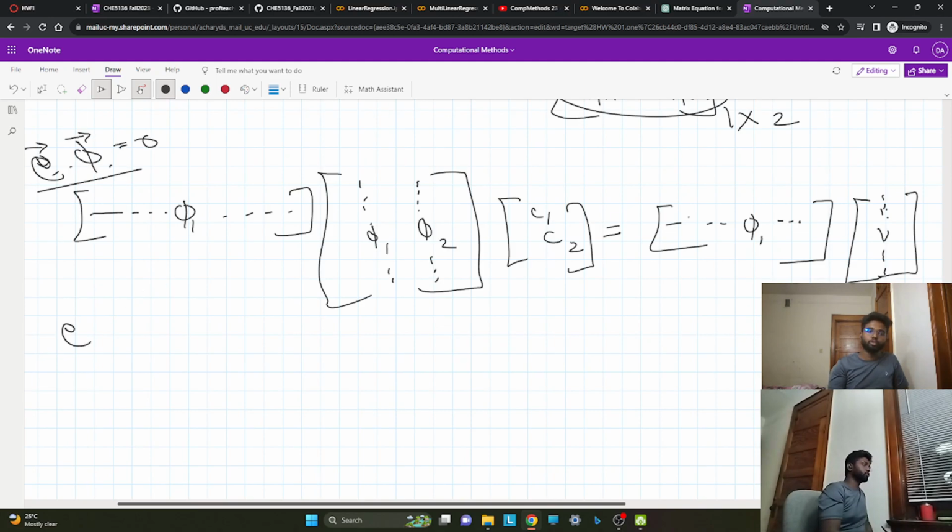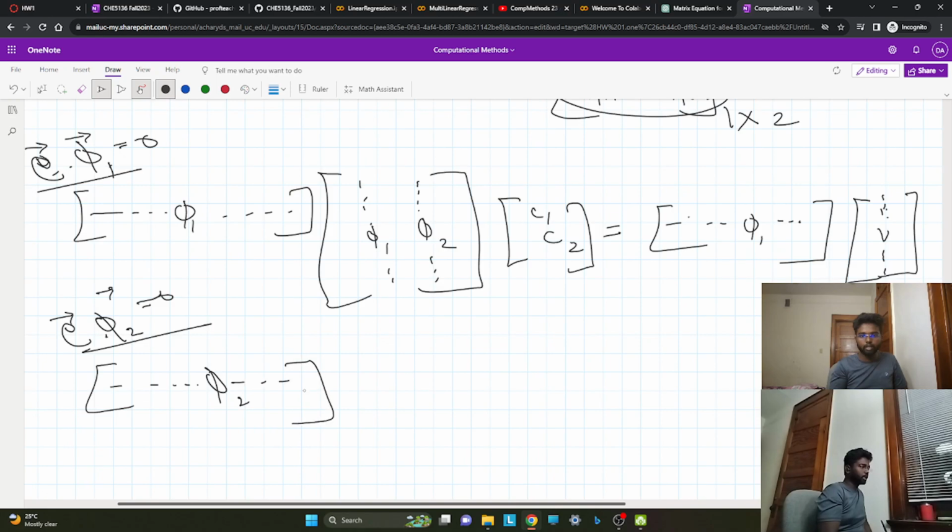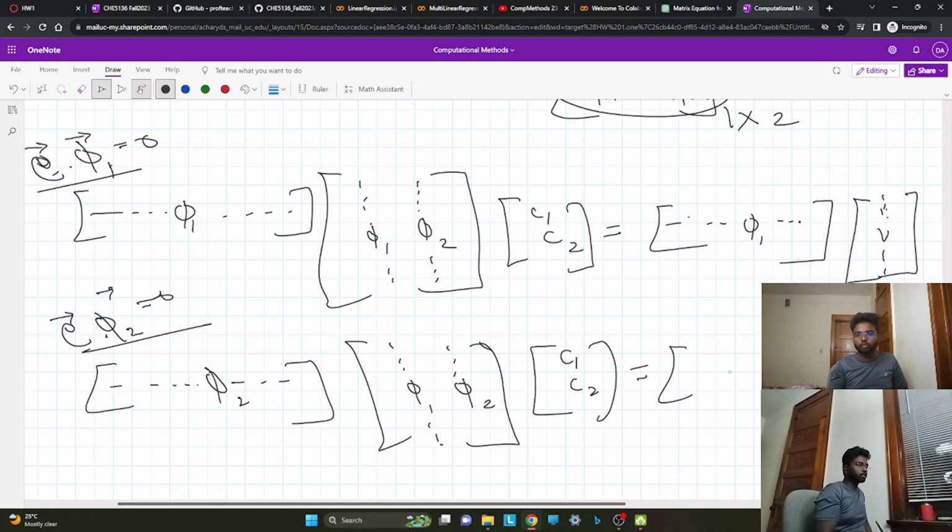Similarly, if you solve for this one for phi 2, it will become phi 2, and these two will remain the same. Everything else will remain the same, c1 c2, and again here it will become phi 2, and this is the vector. Okay, got it?